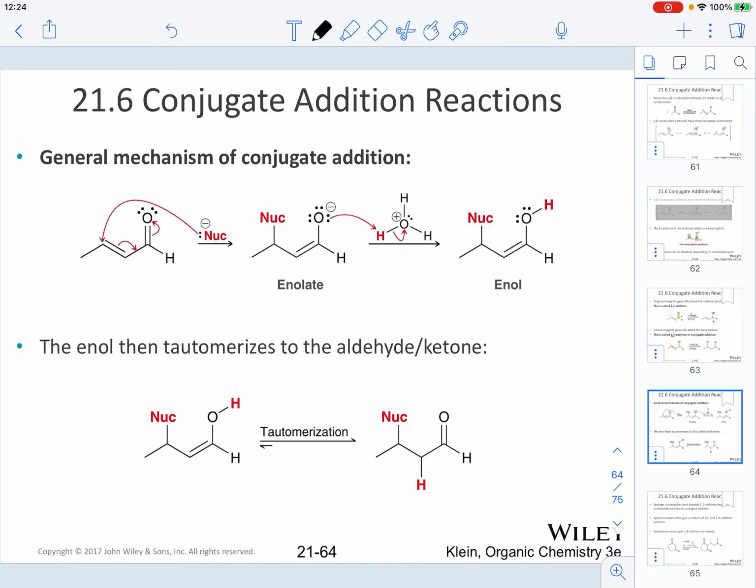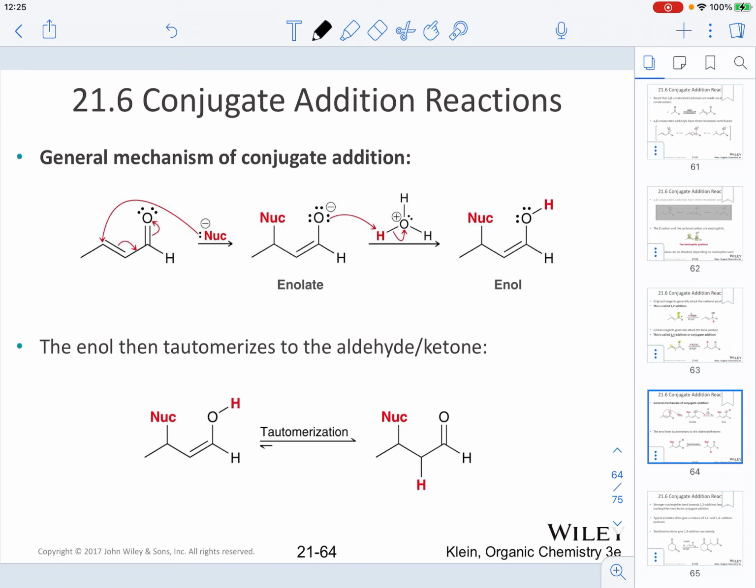Let's talk about the general mechanism for a conjugate addition. When it comes to these reactions, as you can see, the nucleophile is going to add specifically to the carbon that is beta. Then the electrons between beta and alpha are going to move between the alpha carbon and the carbon in the carbonyl, and as you can see, this is going to form an enolate.